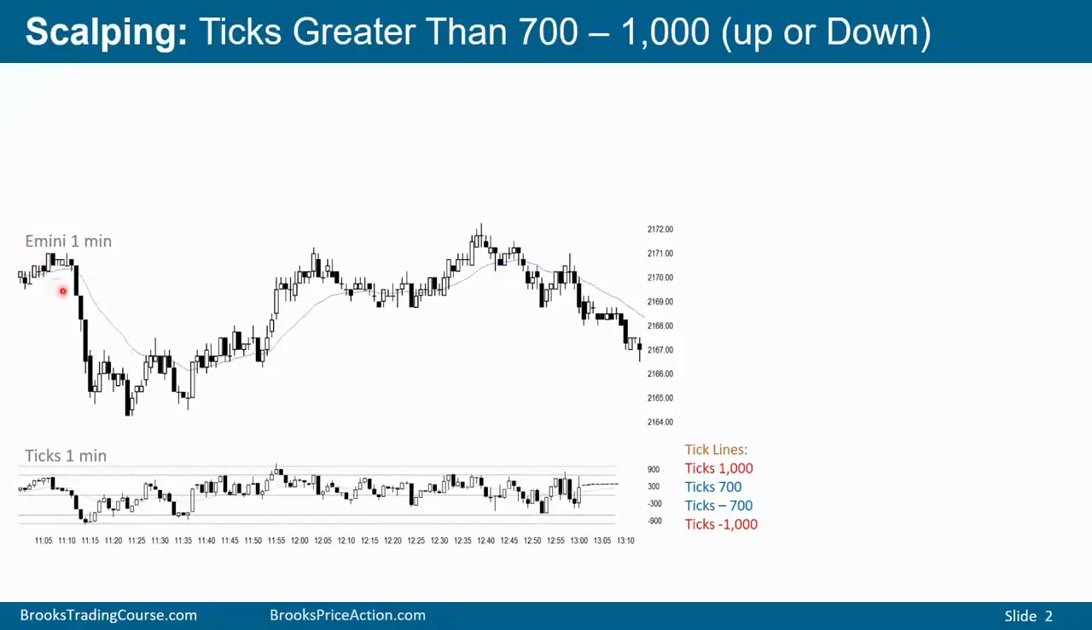I have a 1-minute chart of the E-mini, and I have the tick chart down below, a 1-minute chart of the ticks. The red line is minus 1,000, the top red line is plus 1,000, and then the blue lines are plus 700 and minus 700.